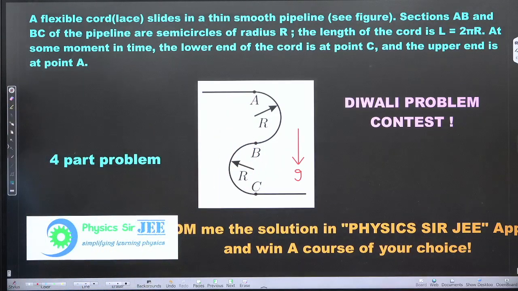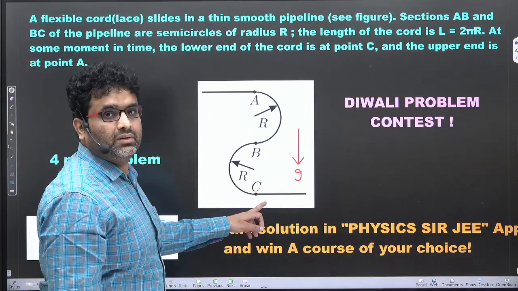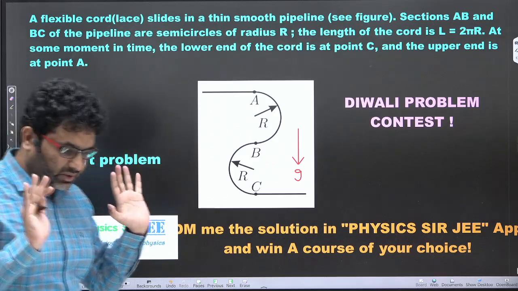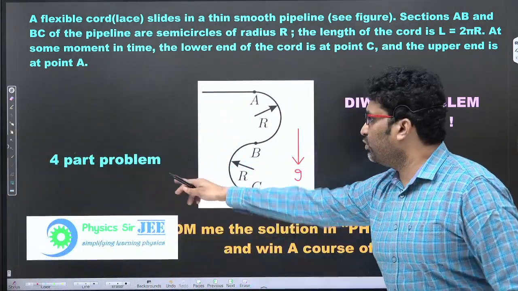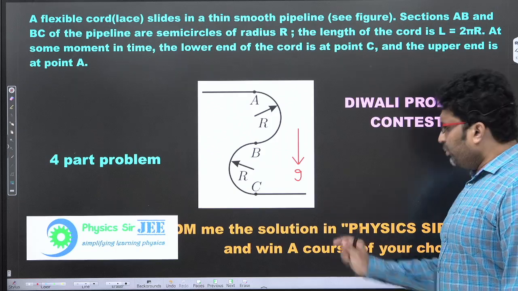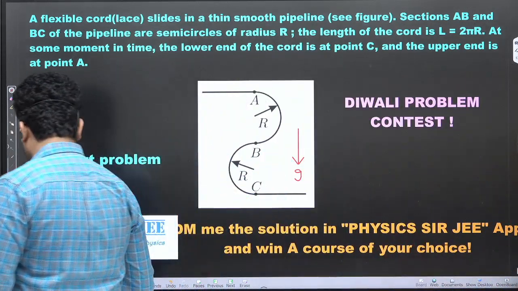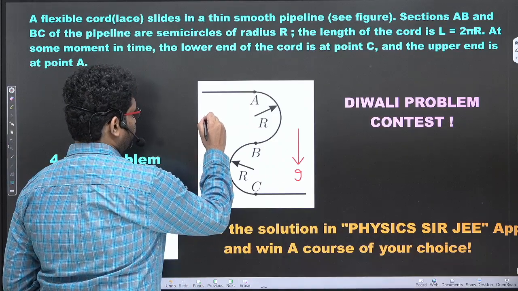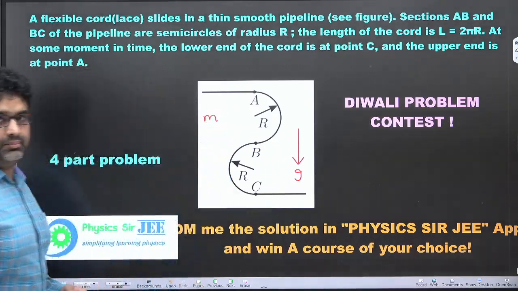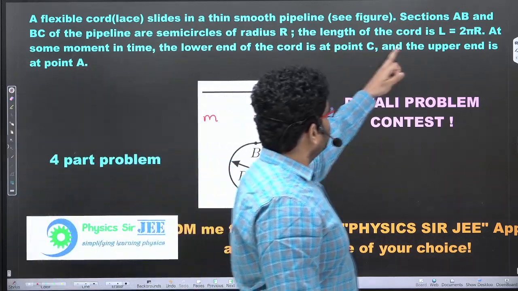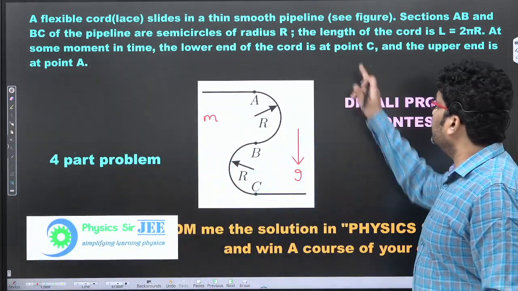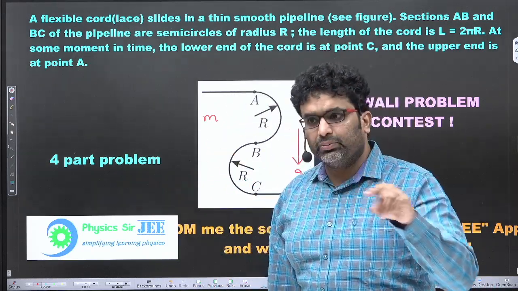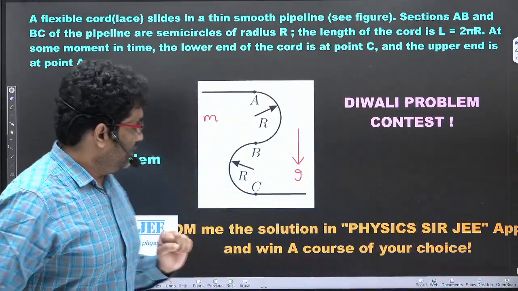At some moment in time, the lower end of the cord is at the point C. So upper end is at A and the lower end is at C at this particular instant. And it is released from rest for the 4-part problem that we are going to have. One more information that you can use in expressing your answers is that the mass of the cord is m, if required. I have not typed it here. The length is capital L, you can use capital L. Radius of each part is r, so L is 2 pi r, and total mass, which is uniformly distributed, is m. So let's go to the first part.